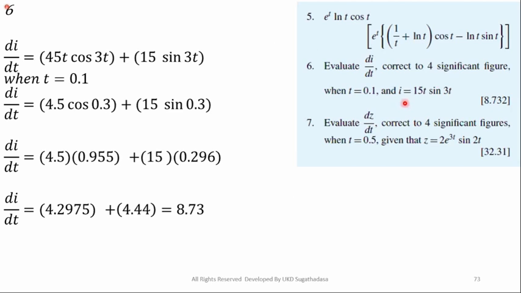Even if you want to evaluate the current when t equals 0.1, you can calculate the current also in amperes. Remember, we have to put t, 15 times 0.1 sine 0.3. Then it will give the value of the current. The calculation here is the rate of change of current when time is 0.1 seconds. Remember, that's a different thing here.